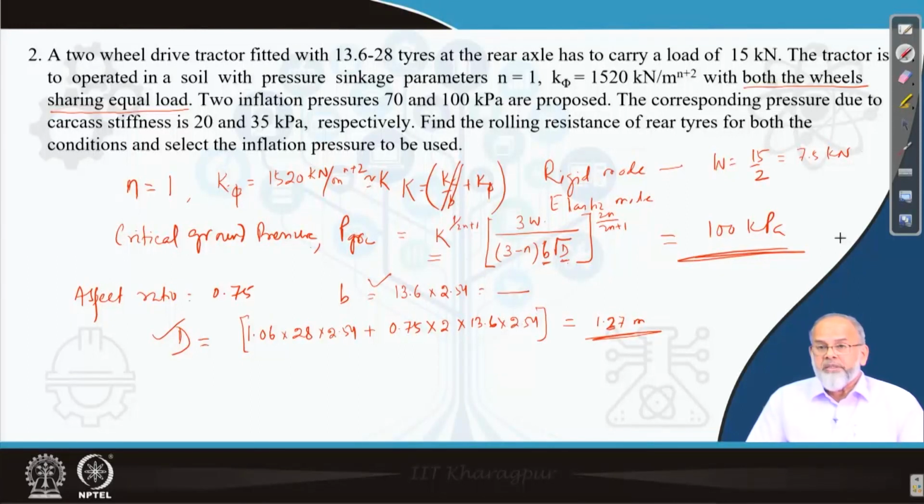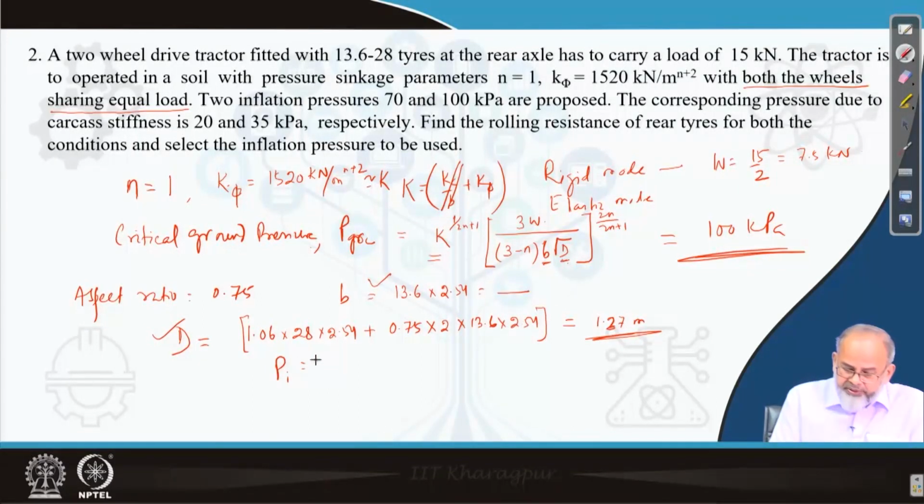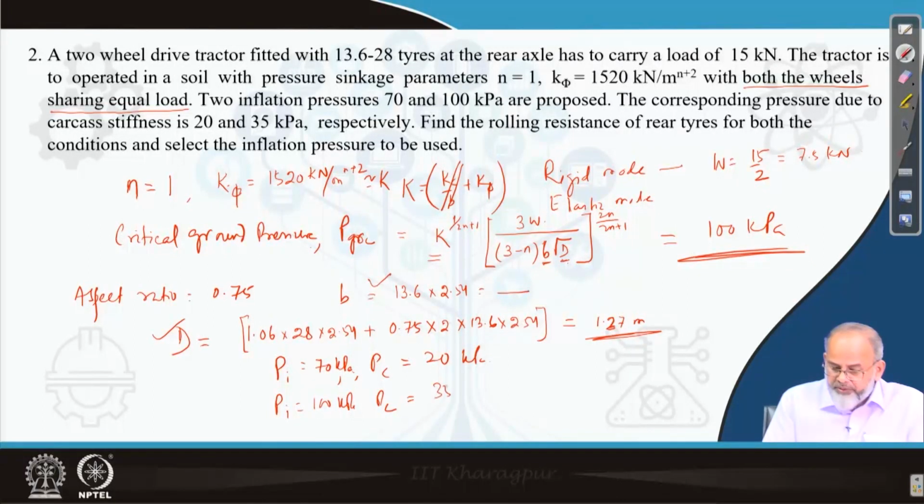Now, two inflation pressures are suggested. One is 70 kilopascal, so Pi is 70 and the corresponding carcass stiffness pressure Pc is 20 kilopascal. The other condition, Pi is 100 kilopascal and Pc is 35 kilopascal.